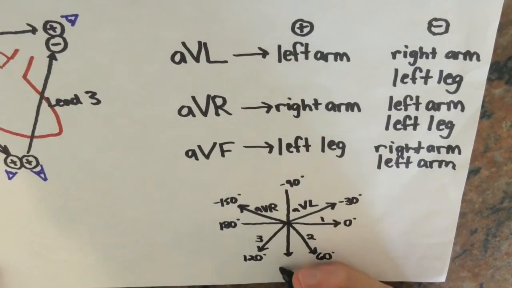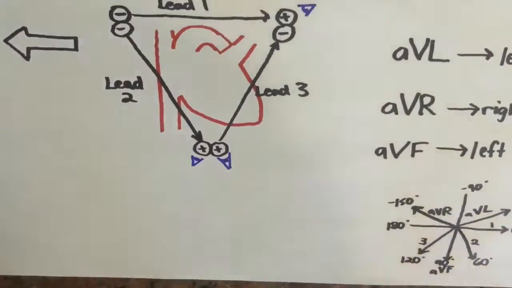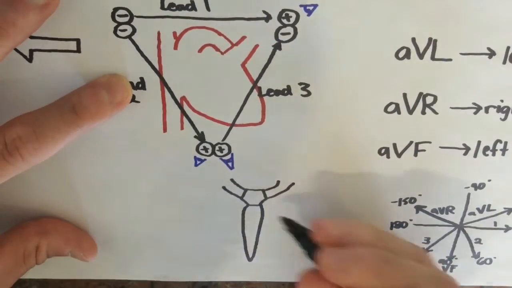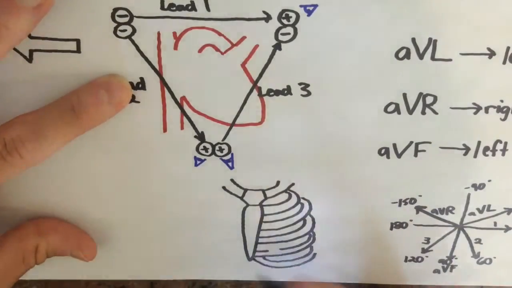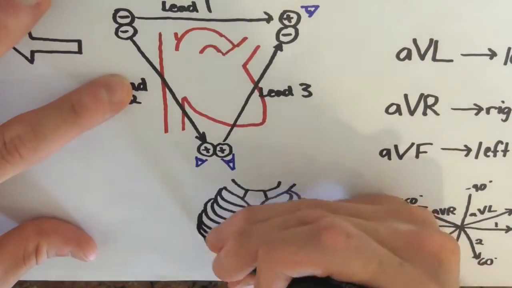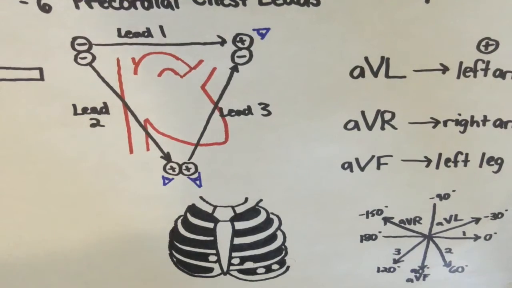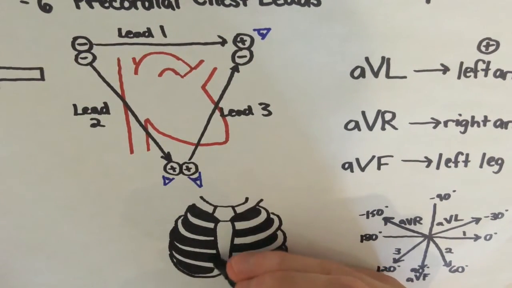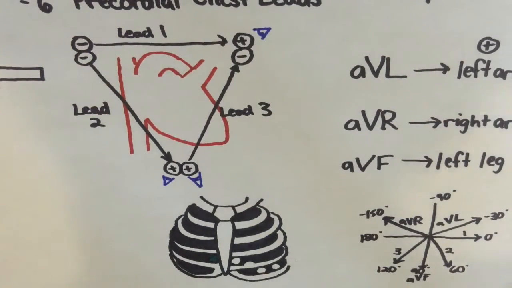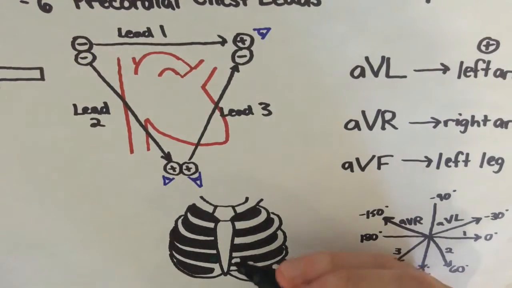Now let's move to the horizontal plane of the heart covered by the precordial chest leads. I'll start by drawing a thoracic cage. The chest leads are arranged from V1 to V6. It may be hard to see, but V1 is placed at the fourth intercostal space on the right sternal border. V2 is placed at the same level on the opposite side.